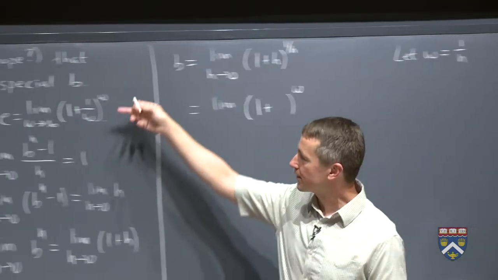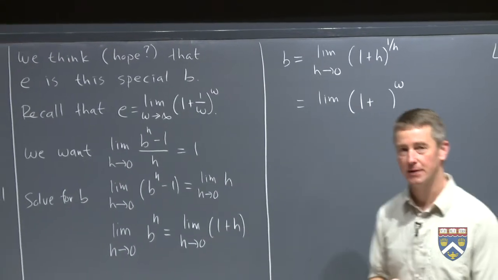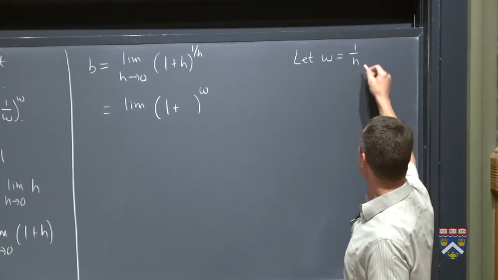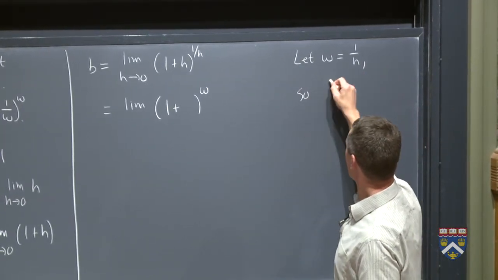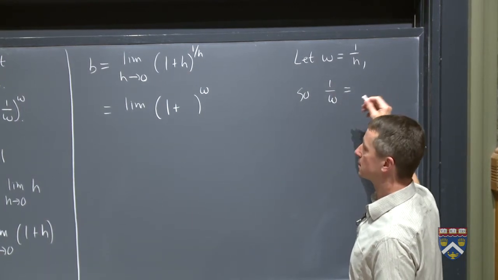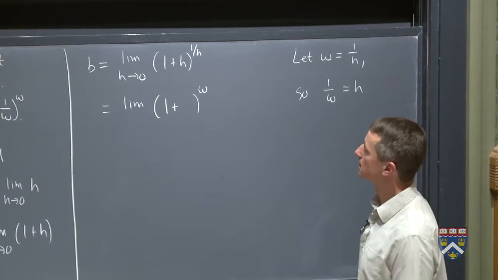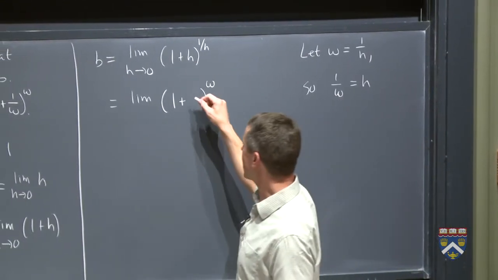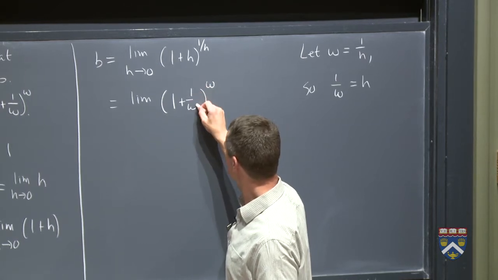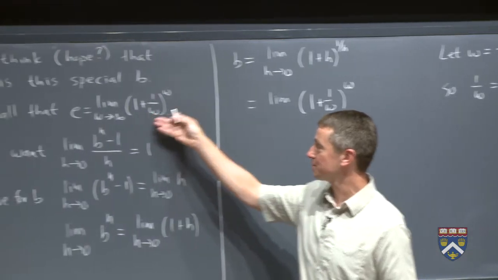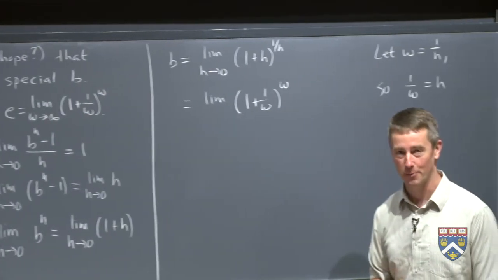Now what have we got in here? We've got 1 over w. So if w is 1 over h, what's 1 over w? So this h is the same as 1 over w, so I can replace the h by 1 over w. So this is really looking good now, right? Because we've got (1 + 1/w)^w, exactly what we were hoping to find.